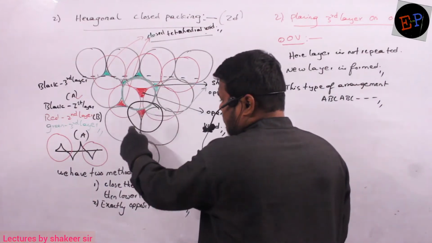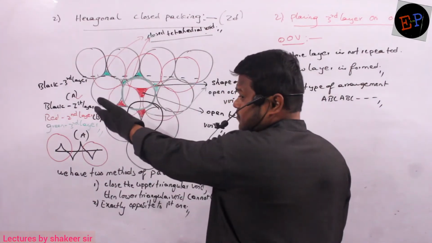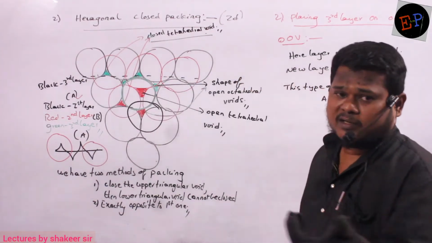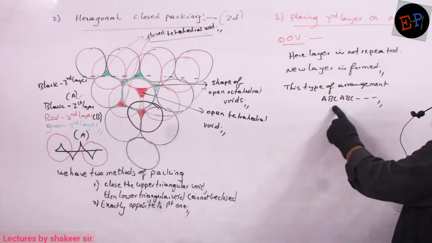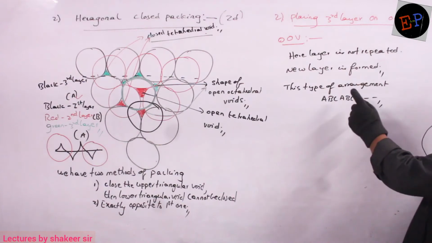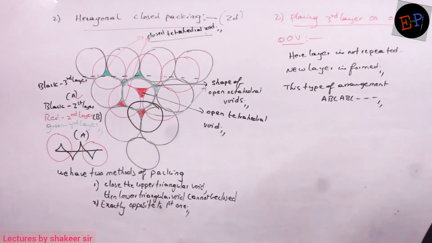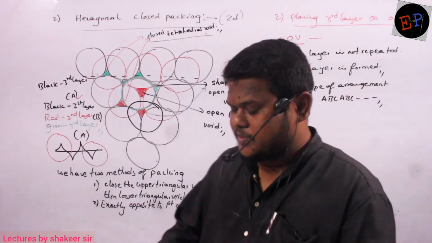See, ma, this third layer, it is not placed on either an atom of the first layer or an atom of the second layer. It is completely a new layer. Are you able to understand? That is why it is called ABC. After that again A will repeat. After that again B. After that again C will repeat. So this is the type of arrangement. Are you able to understand, ma?